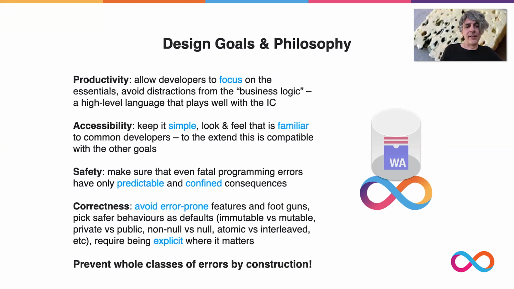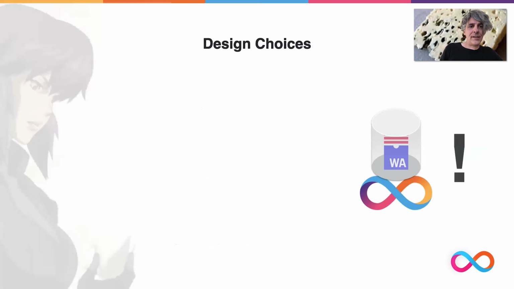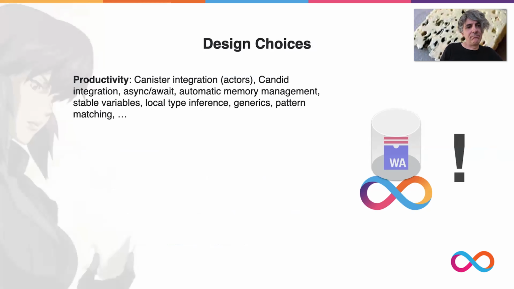And the idea here is that you really want to prevent a whole class of errors by construction. So by designing a language appropriately, there are certain things that simply can't happen. So how did we achieve these goals? So with Motoko, well, various things.